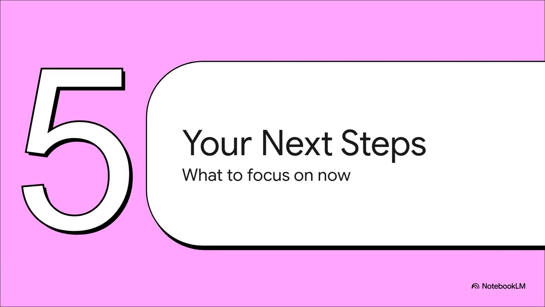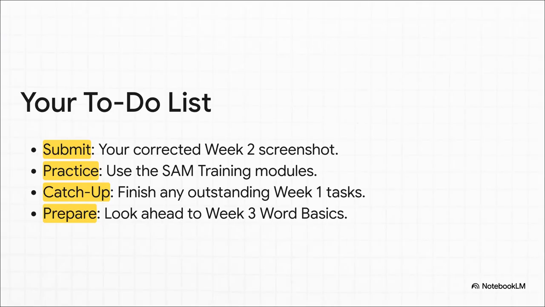All right, so now you know the common issues, you've got the step-by-step fixes, and you're clear on the policies. So the big question is, what's next? Let's take all this info and turn it into a simple to-do list for this week. Here it is, your action plan for the week. Priority number 1, submit that corrected week 2 screenshot. Get that done. Then, spend some time practicing in the SAM training modules. This is also a perfect time to catch up on anything that might be lingering from week 1. And hey, once you're all caught up, why not get a head start and peek ahead at week 3? We're going to be diving into word basics.